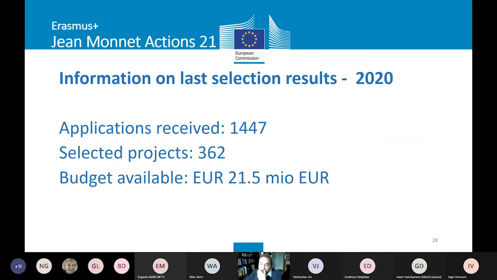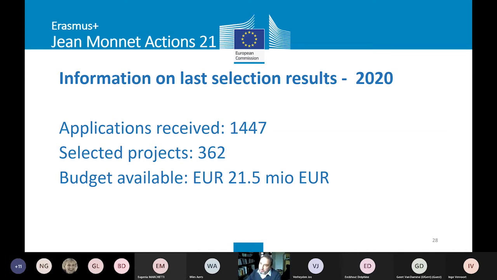Well, that's a little bit of the statistics. Last year we received 1,447 applications. Out of them, 362 were selected, and the budget was 21 million euro. This year it is 30 million euro. And yeah, it's only for your information.